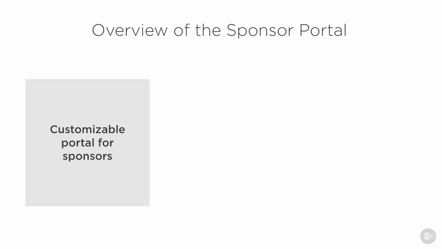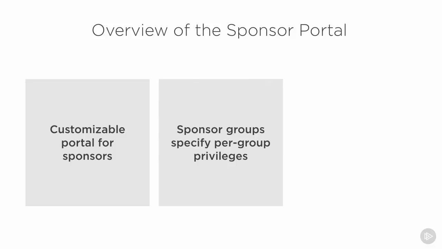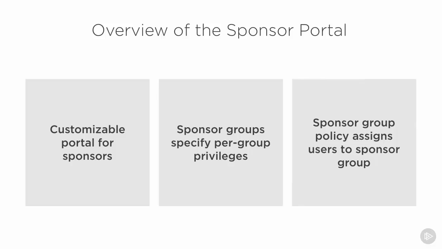Now, this could come in different levels. What we can do is we can configure sponsor groups, and then in those sponsor groups, we'll specify per group privileges. And so that sponsor group policy that we'll create along with these sponsor groups assigns users to a sponsor group. We have this policy that puts a user into a sponsor group, and the sponsor group says, okay, this user that just logged into the sponsor portal, they're allowed to create 3 different types of users.